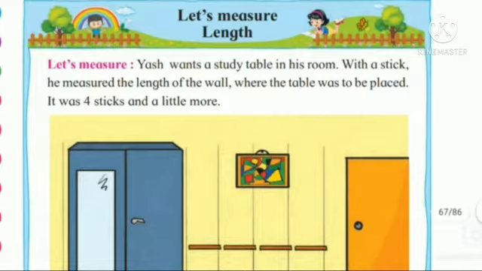Yash wants a study table in his room. Yash is a boy and he wants a study table in his room. With a stick, he measured the length of the wall where the table was to be placed. It was 4 sticks and a little more. When he measured with the stick, how many sticks were there? It was 4 sticks and a little more place.